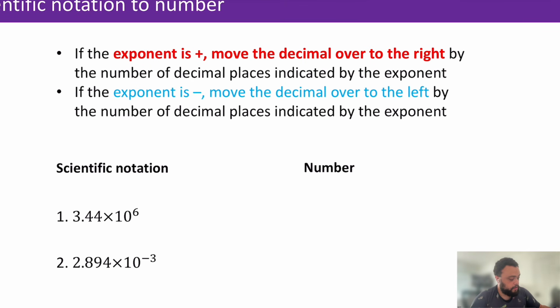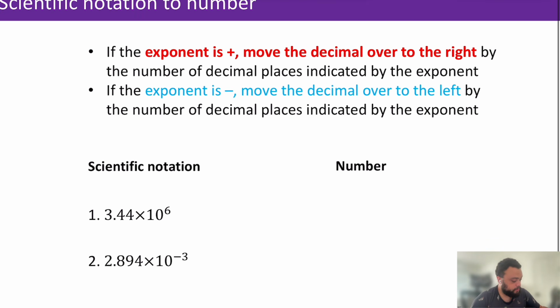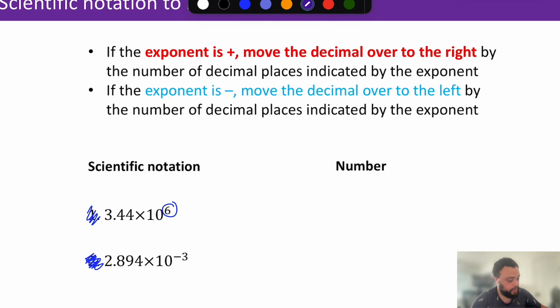So if the exponent is positive, to get out of scientific notation, this is how we would go about doing it. By the way, these are the problem numbers. We have 3.44 times 10 to the sixth. This tells you the direction and the number of steps to move that decimal place. If it's positive, you're going to move it to the right. So we're going to move it to the right 6 times.